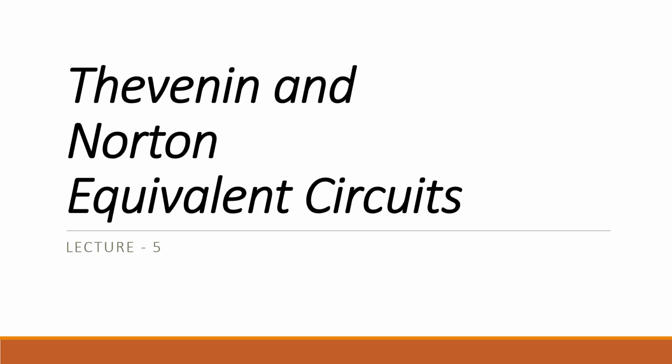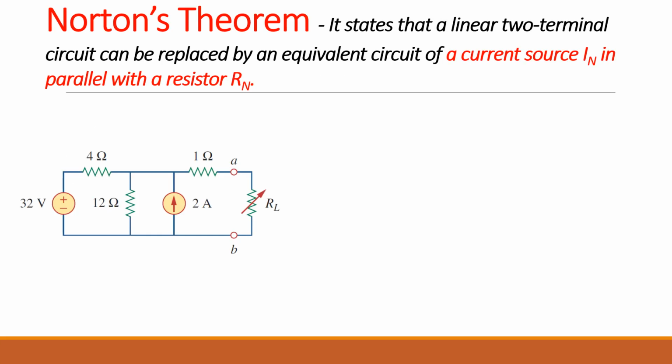Going to do the Norton. So in the Norton, you can convert. It states that a linear two-terminal circuit can be replaced by an equivalent circuit of a current source and a parallel resistance. So you can convert, similar to the previous one.